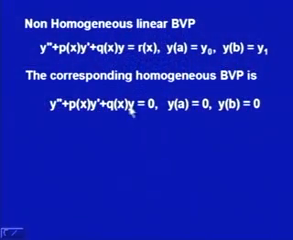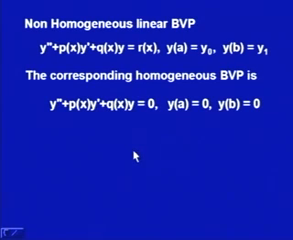Now, what we are saying is that a homogeneous boundary value problem means we are homogenizing, or making y naught and y 1, that is, the conditions for the boundary values, also 0. So, this is the corresponding homogeneous boundary value problem. In initial value problems, we got the solution through the homogeneous one.